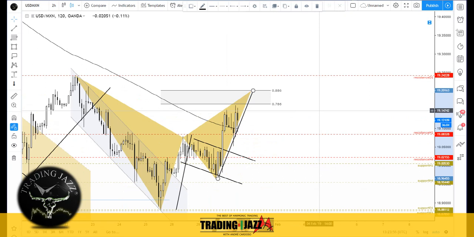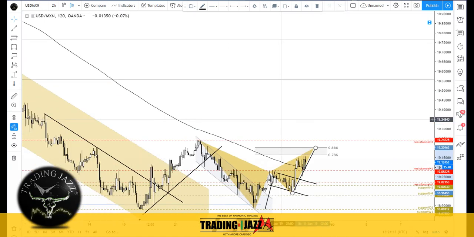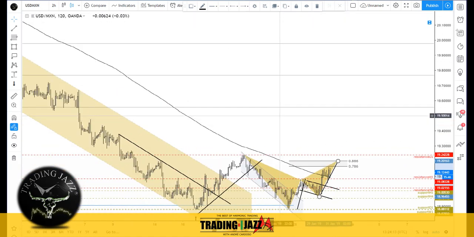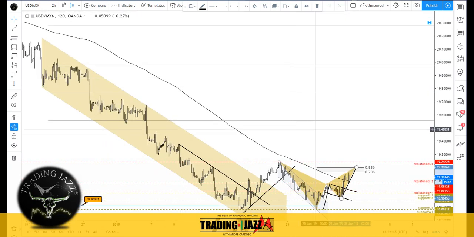But we are now, and this is a 2 hours time frame chart, facing or threatening as support the 200 moving average. So that can reinforce the idea to trade higher with Mexican peso. Let's see if that will happen.